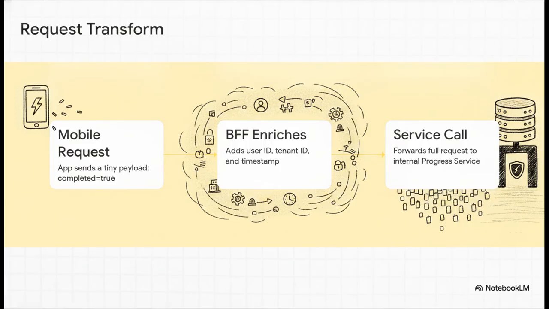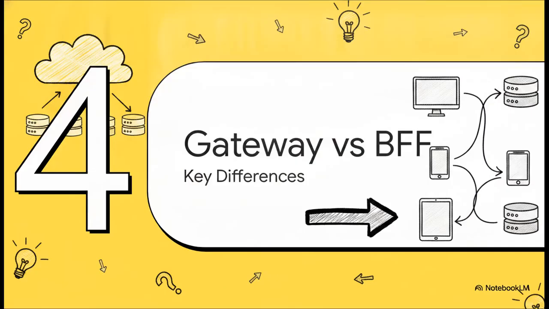And another absolute superpower of the BFF is request transformation. To keep mobile apps lightning fast, a user might just tap a button that sends a tiny, tiny payload, say, just completed equals true for a specific lesson. The BFF intercepts that. Acting as this intelligent middleman, it enriches the request, attaching the user's ID, the tenant ID, and the exact server timestamp before securely passing that perfectly formatted request deep into the internal progress service. This leads us right into part four, where we pit these concepts head-to-head to clear up any confusion.